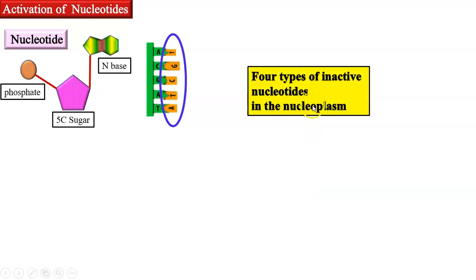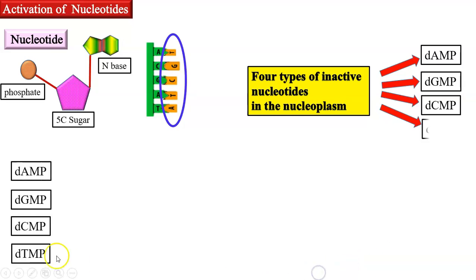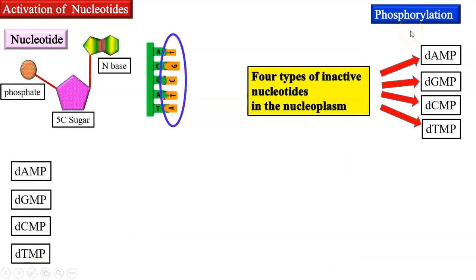The four types of inactive nucleotides present in the nucleoplasm are deoxyadenosine monophosphate, deoxyguanosine monophosphate, deoxycytidine monophosphate, and deoxythymidine monophosphate. During replication, before polymerization, these monophosphates are activated by the process called phosphorylation. It is carried out with the help of enzyme phosphorylase.